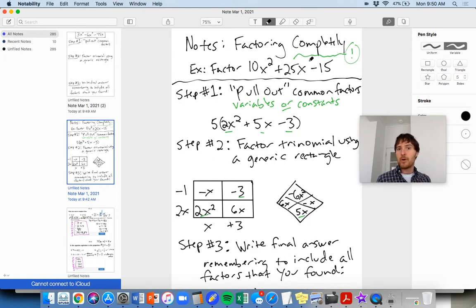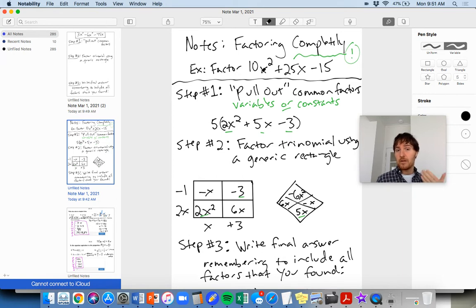A common number that goes into 10, 25, and 15, well, they all end in 5 or 0. So that means 5 goes into all of them, okay? 5 times 2 gives you 10. 5 times 5 is 25. 5 times -3 is the 15 there. So pull out that 5, okay?